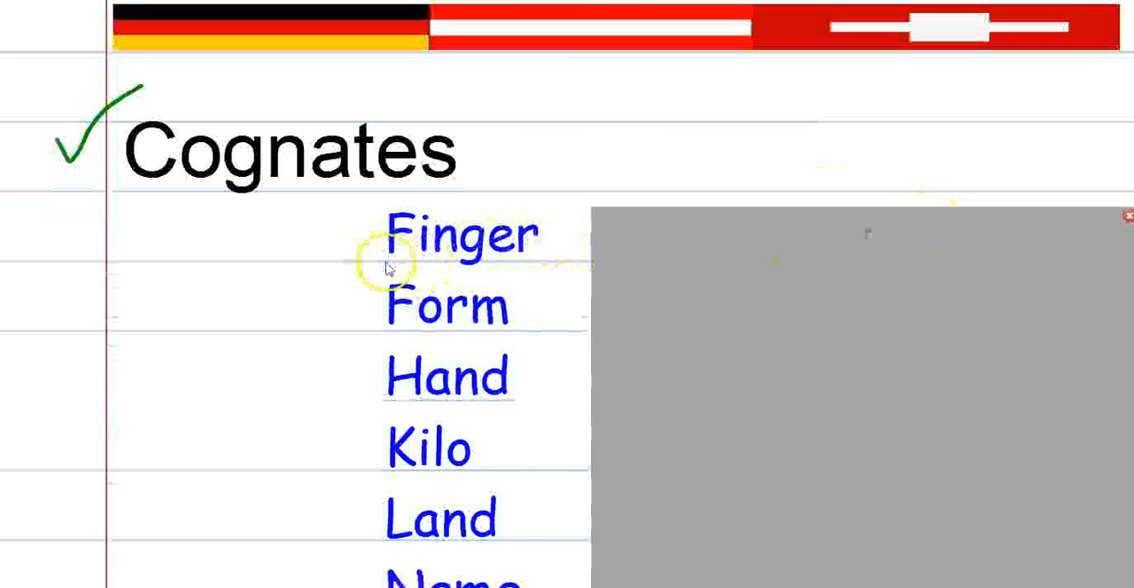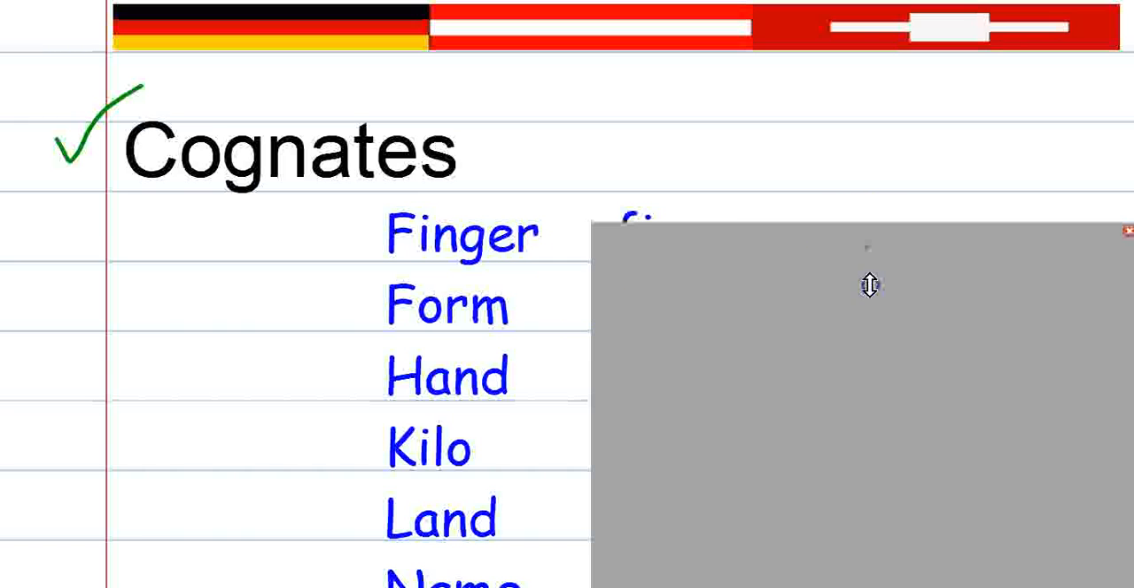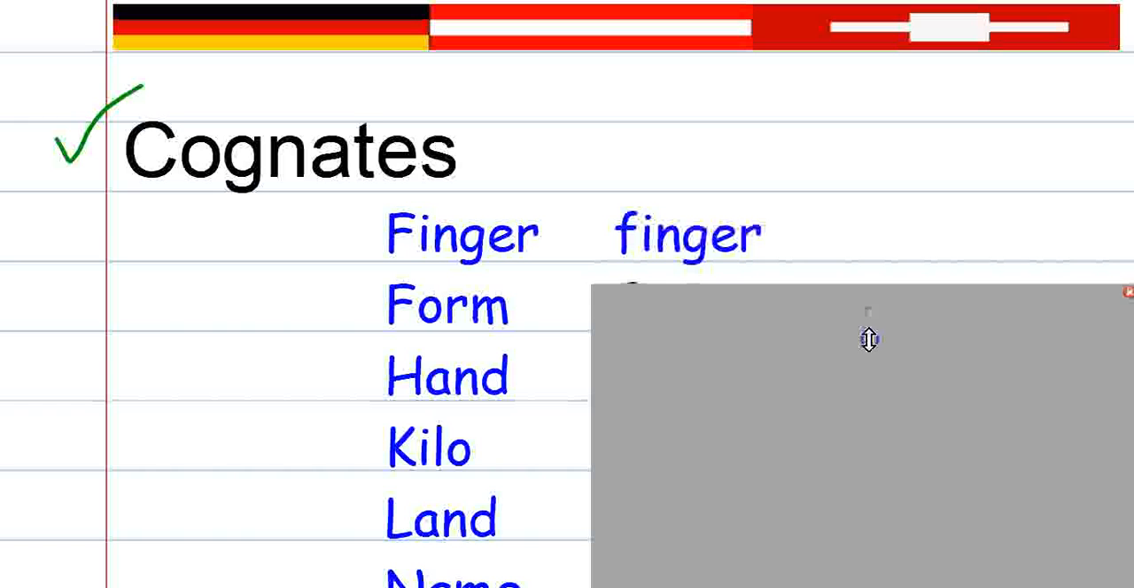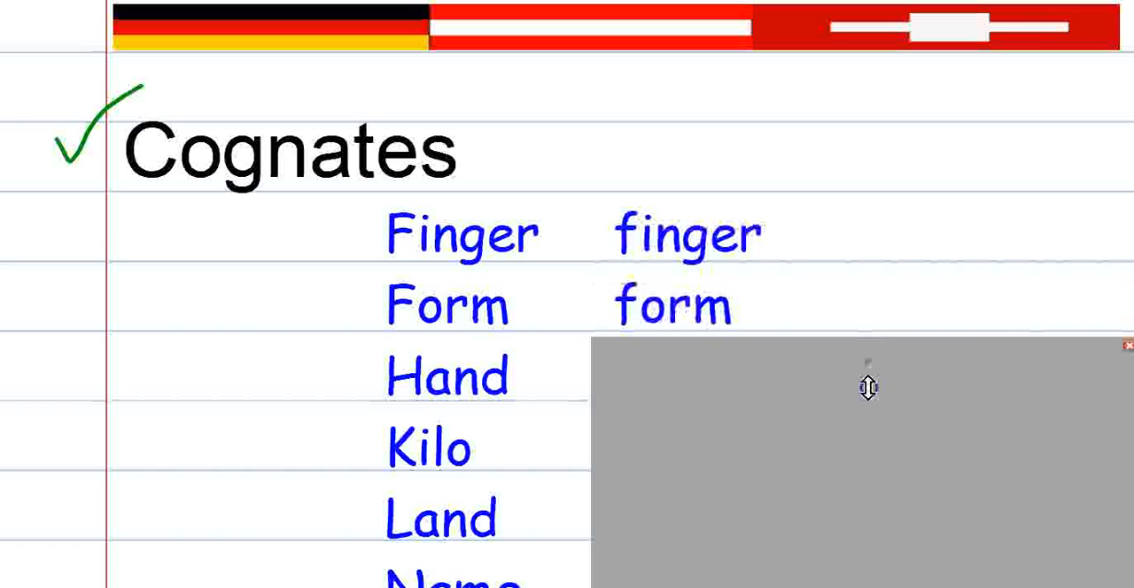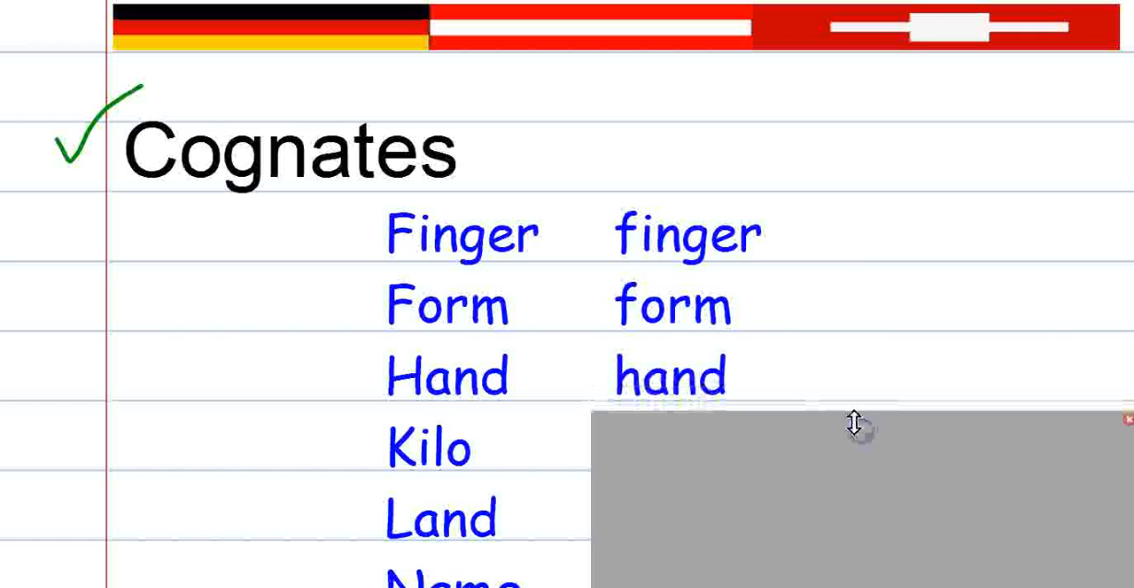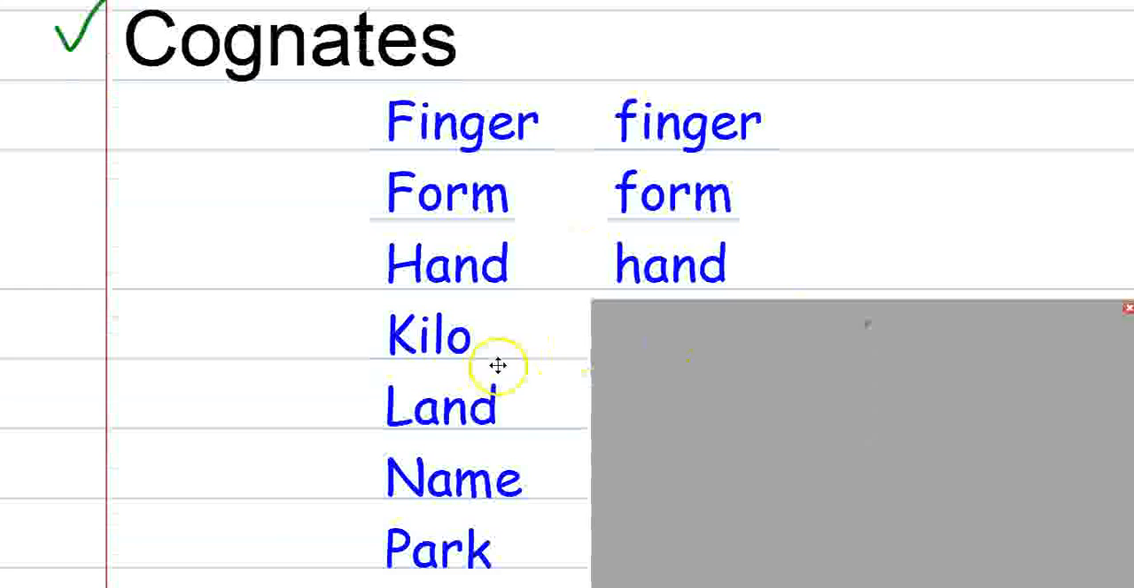One of the things you'll notice about German is that all German nouns are capitalized. And so this will be the German column, and I will reveal the English. So see if you can guess what this word is. Finger. Form. Hand. So notice there's a difference in pronunciation, but the spelling is the same.